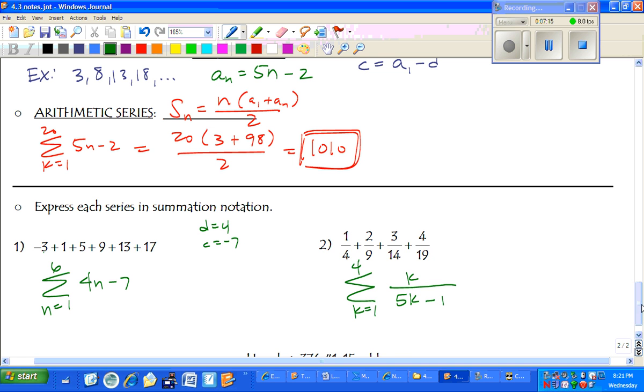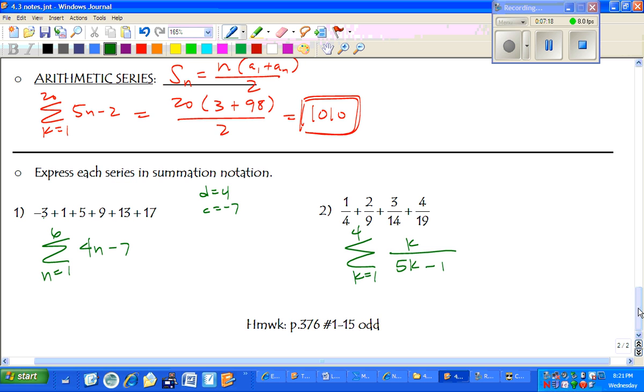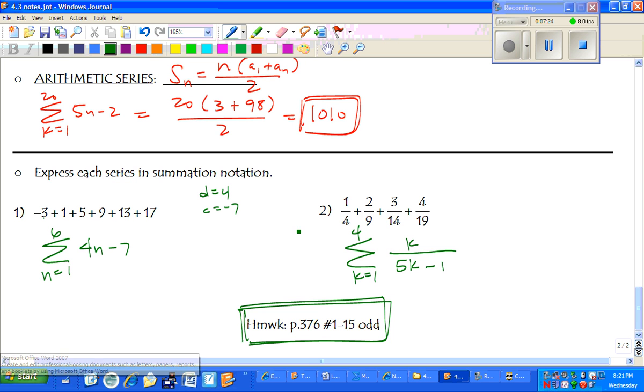Alright, your homework for tonight is down here. And tomorrow we'll start to make some connections between sums and integrals.